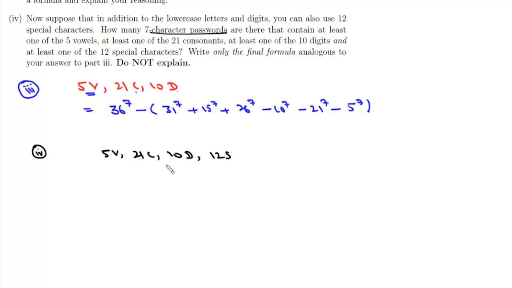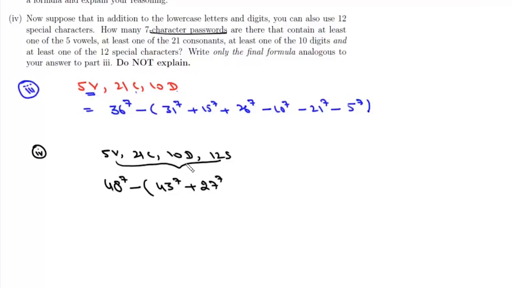So here we have 36 plus 12, 48. So the total number of ways of doing it is 48 to the power 7 minus all those cases in which at least one of them is missing. Now if the 5 vowels are missing, then we'll have 21 plus 12, 33 plus 10, that will be 43. So it will be 43 to the power 7 plus, now if consonants are missing, there will be 27 to the power 7.